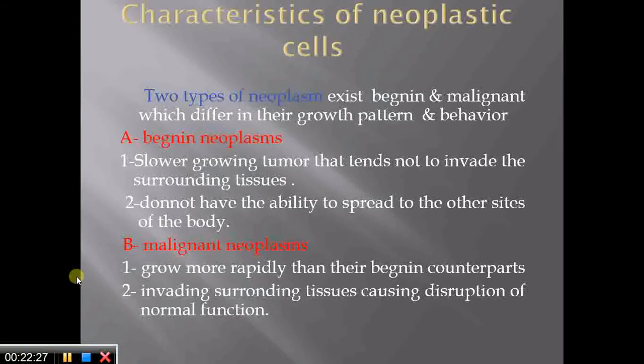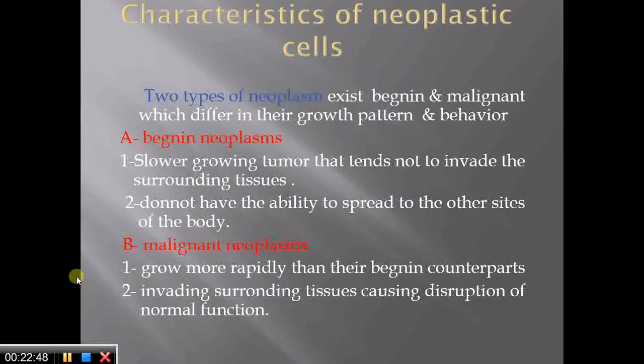Characteristics of neoplastic cells. Two types of neoplasm exist: benign and malignant, which differ in their growth pattern and behavior. Benign neoplasms characteristically are slower growing tumors that tend not to invade the surrounding tissue. Benign tumors do not have the ability to spread to other sites of the body.